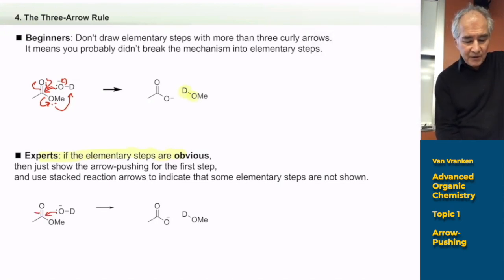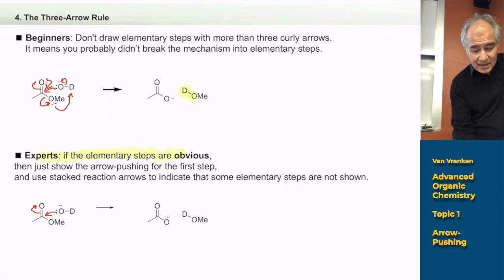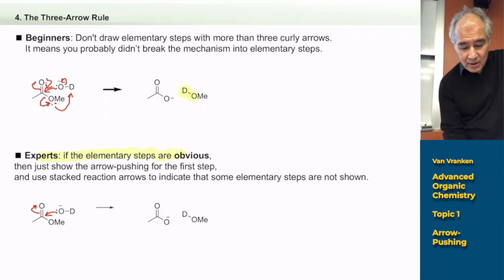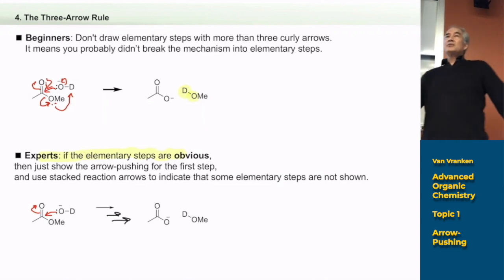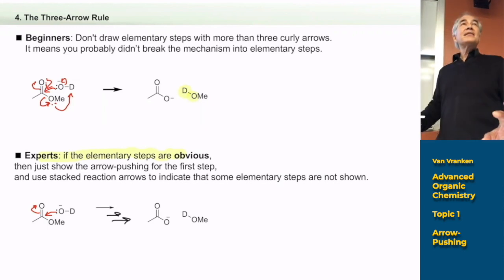Draw the arrows for the first step, and then you'll generate this tetrahedral intermediate. And if I think the next steps are obvious, then I'm just going to draw 2 more arrows, right? And I'm not going to draw the arrow pushing for those arrows. If they're that obvious, I don't need to draw what's going on in steps 2 and 3. And if it's not obvious, then you should draw those steps out.